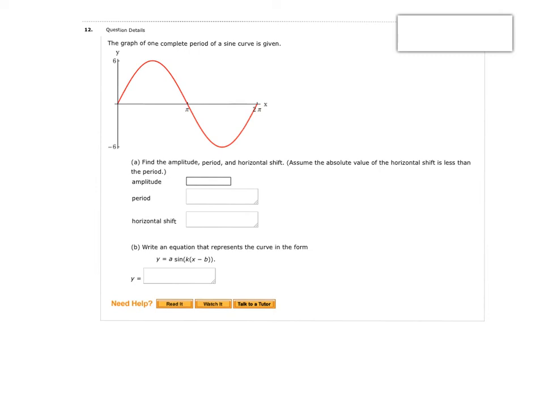All right, next up here, we're going to graph one complete period of sine. And so the amplitude, you can see it goes up to 6 and down to negative 6. That's an amplitude of 6. The period is 2 pi. The horizontal shift is 0. It's kind of starting in the correct spot. And so I would say this is 6 sine of, and a period of 2 pi would mean that k is just 1. So I'm just going to call it x.